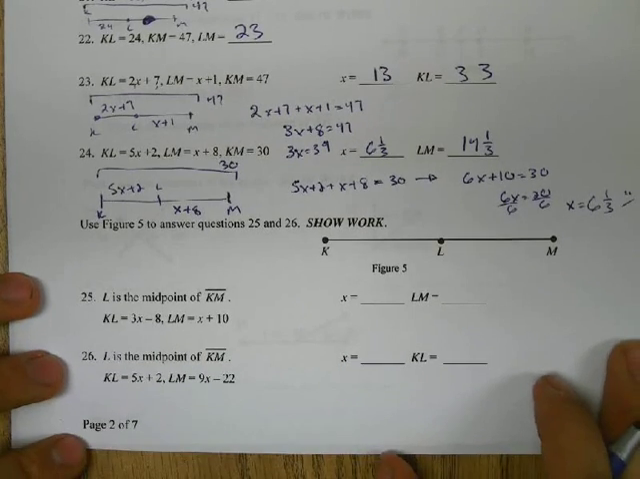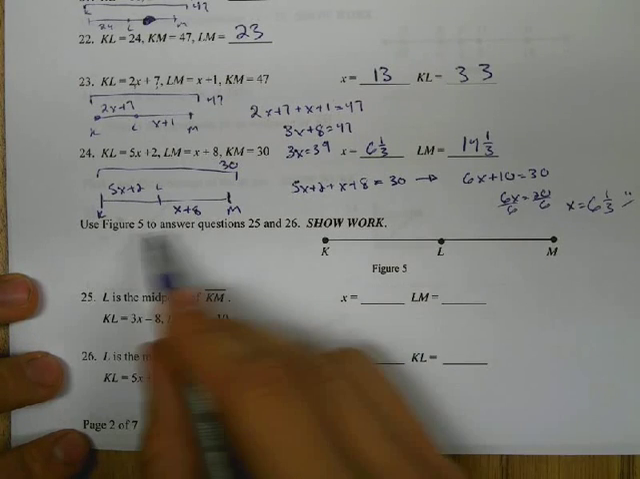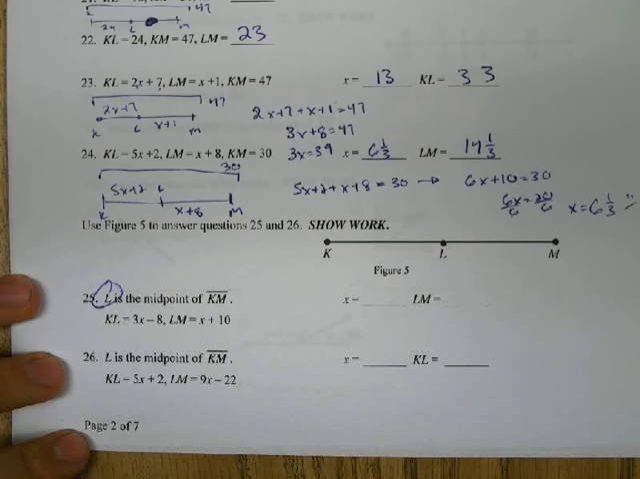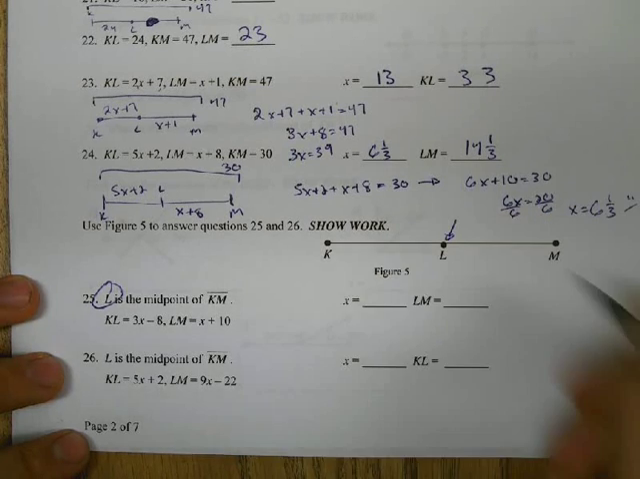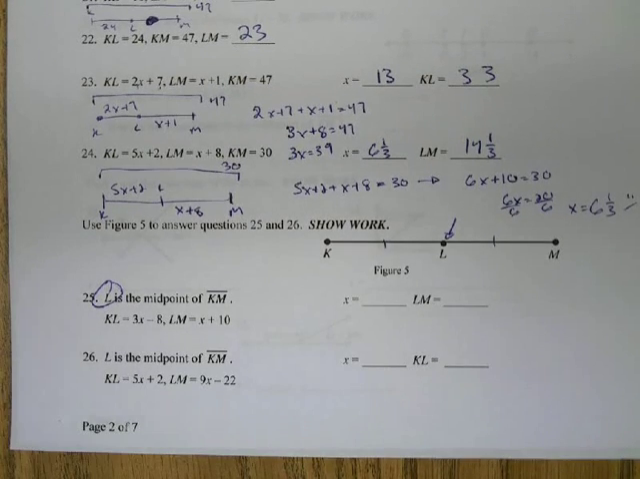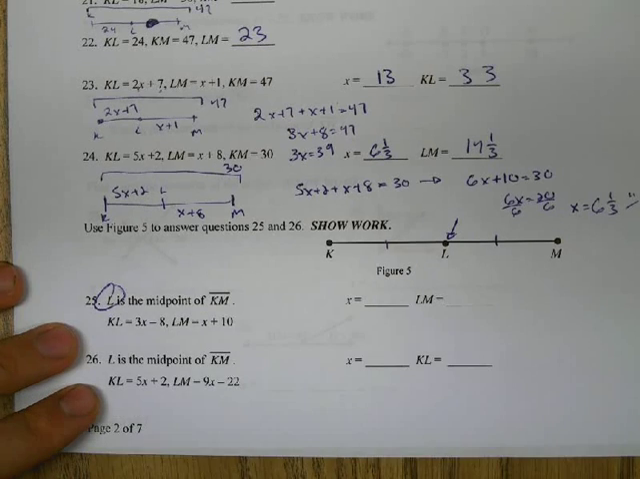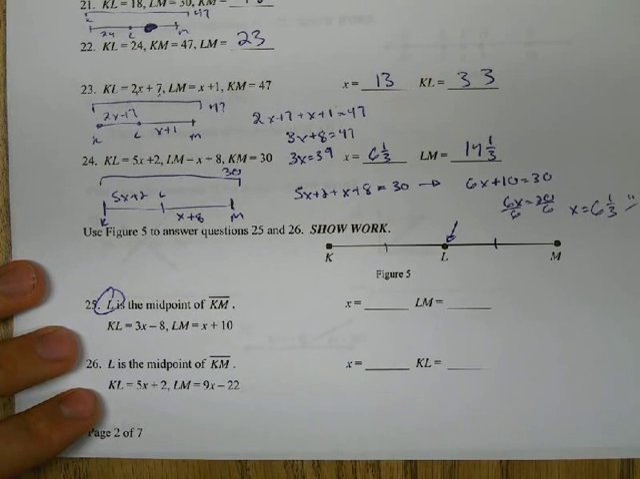Going on to the next one. Use figure 5. Now this is a very important difference. It's going to say L is the midpoint. This means it's exactly in the middle. This means these two pieces are congruent. They're the same. And that will allow us to set the equation up without knowing how big the whole thing is. It's much different than the first problems up here.